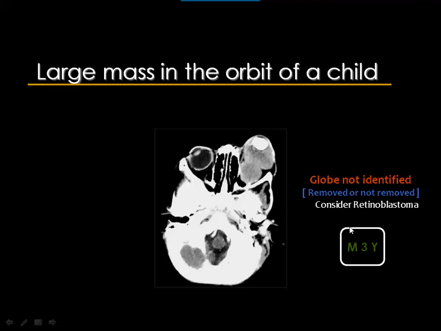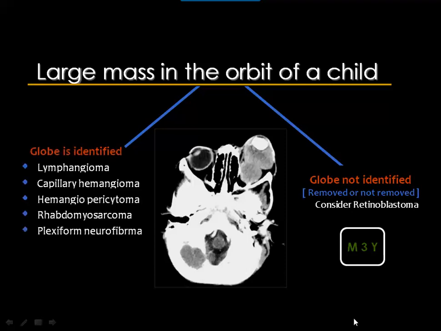Then this is a child 3 years old with a big mass obliterating the globe, showing dense calcification and also filling the orbital cavity. Then you know that this is retinoblastoma. And after you diagnose retinoblastoma, you look for the opposite orbit for bilaterality, and you look intracranially to assess the possibility of intracranial extension.